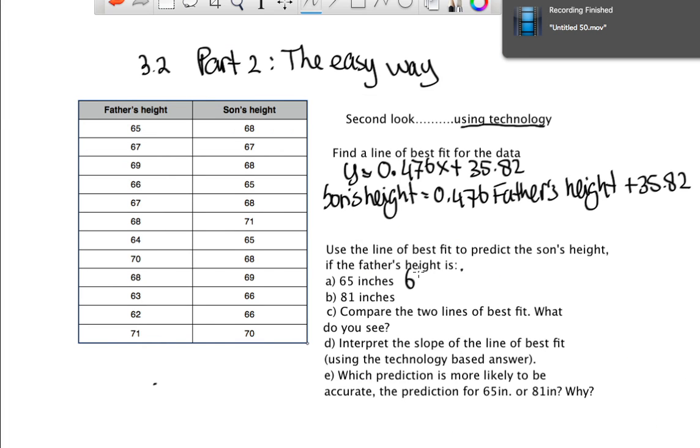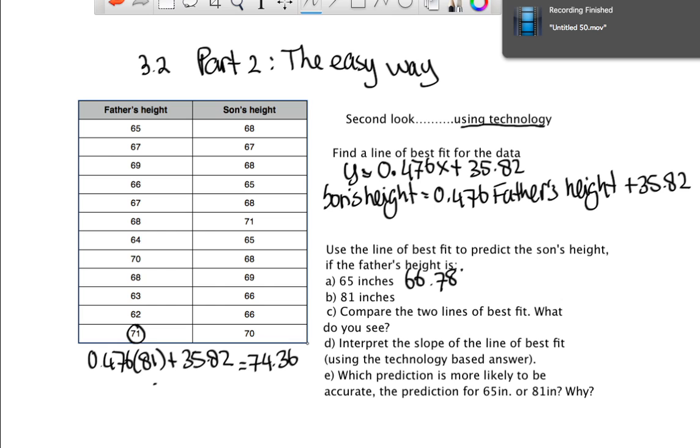66.78. How about 81? Well, that's not in the table because look, 71 is the max, 81 isn't in there. So we would do 0.476 times 81 plus 35.82, and that would give you a predicted height of 74.36.